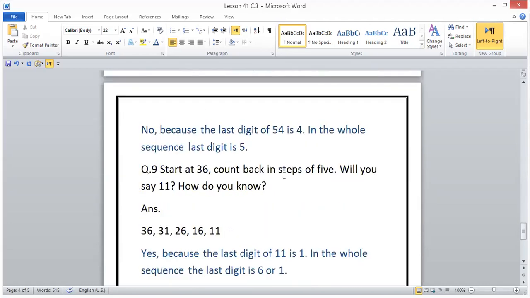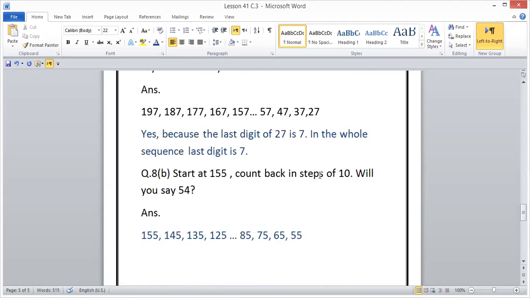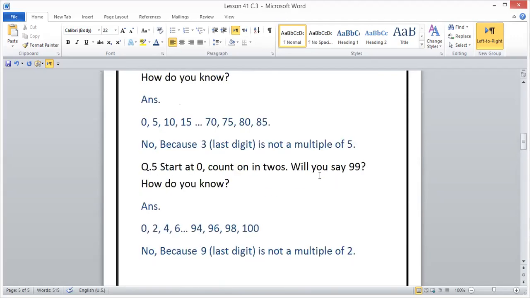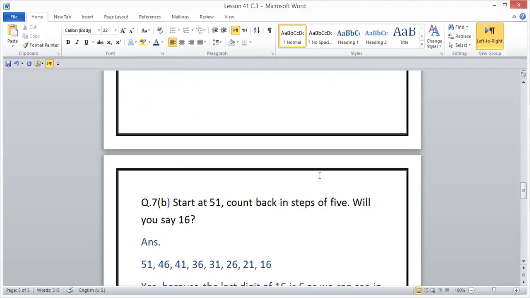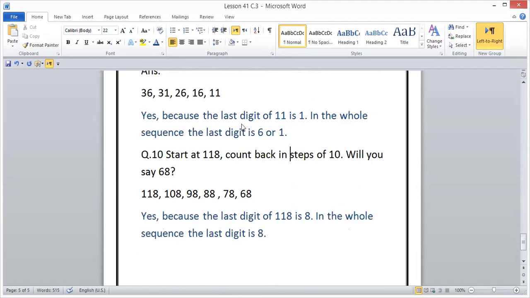This is count back in steps of 5, count back in steps of 10. So if I ask you count back in steps of 20, or if I give you the question start at 0, count in 2s, and I change the value here, then you should be able to answer it. Okay, guys, if you complete it in your notebook, please tell me, then we will start the next topic.